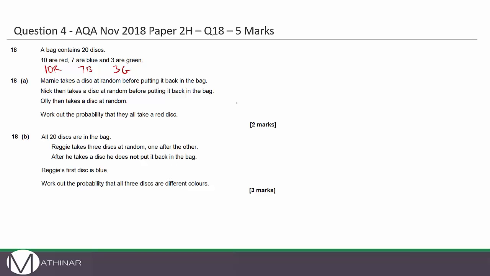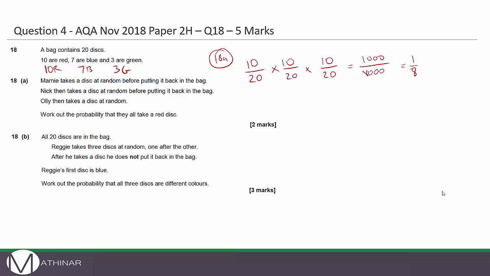So the probability that Marnie takes a red disc is 10 out of the total number of discs, which is 20. Marnie puts the disc back in the bag. So when Nick picks the disc, there are still 10 red out of 20. And Nick puts it back in the bag, and Ollie then picks, and then it's 10 out of 20 again. And we want Marnie to pick a red, and Nick to pick a red, and Ollie to pick a red, so we multiply them all together. This will simplify down to give you 1,000 over 8,000, which is 1/8.